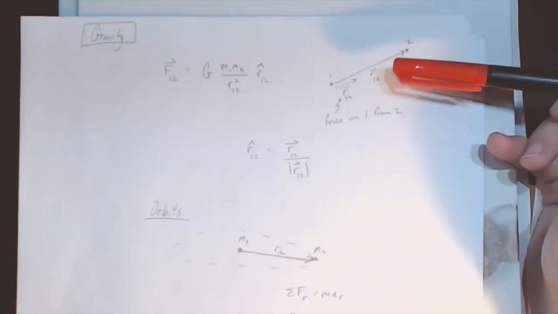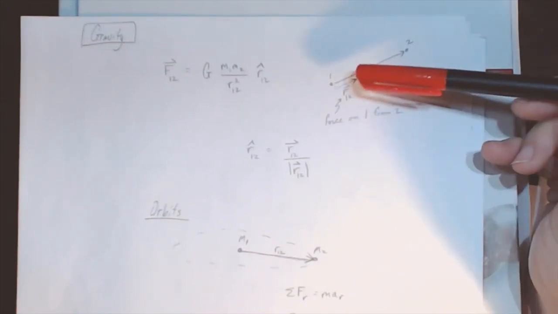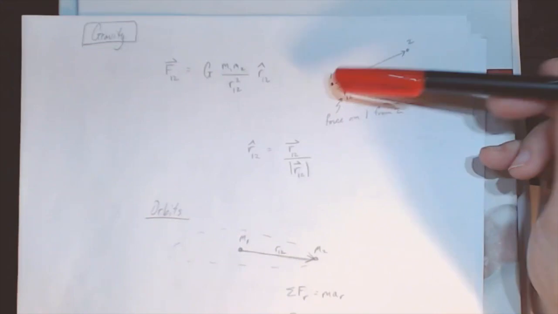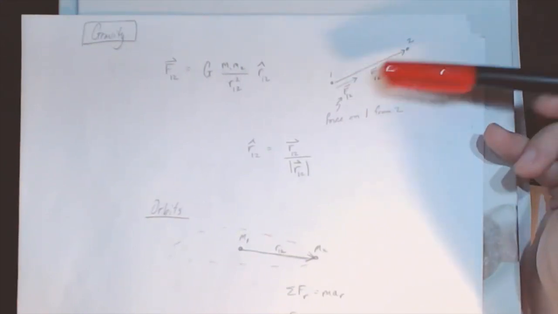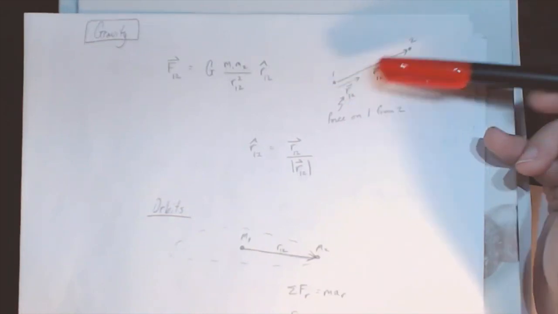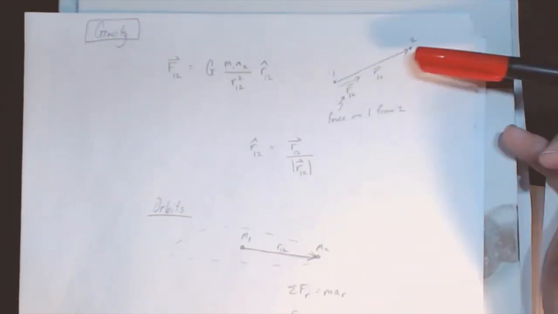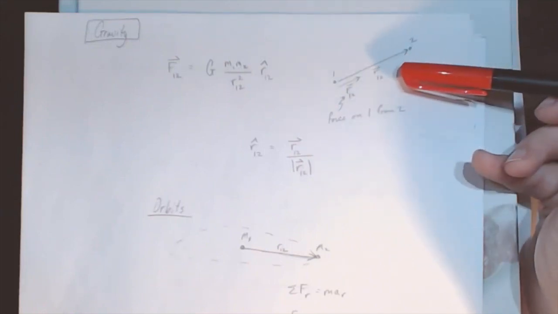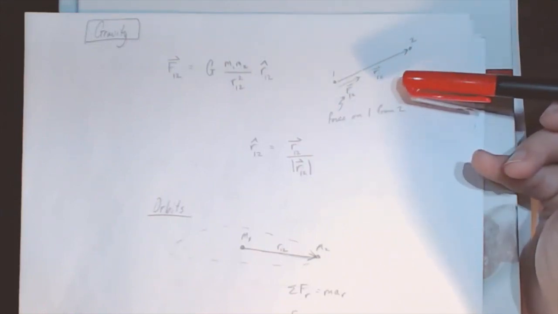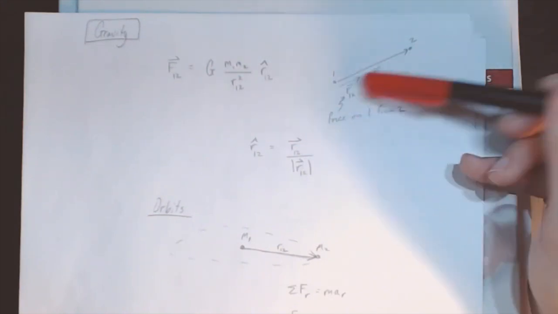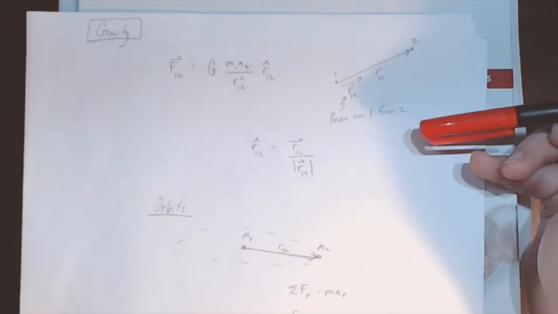The force is pointing in the same direction as R12, which is the vector from 1 to 2. And that tells you which force this one is. This is the force on 1 due to 2, not the force on 2 due to 1. Otherwise, it'd be pointing the other way. You want to make sure you get your vectors right when you're writing them down for these types of problems. So make sure you draw your picture. Make sure your R is pointing the correct direction.